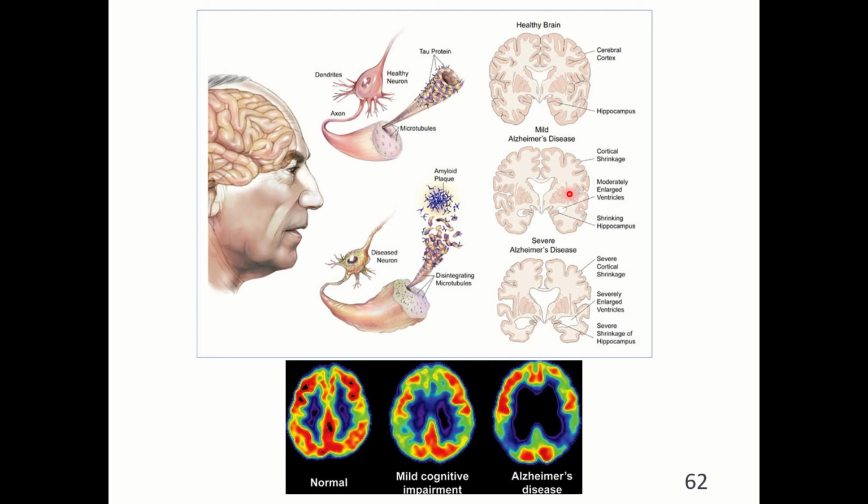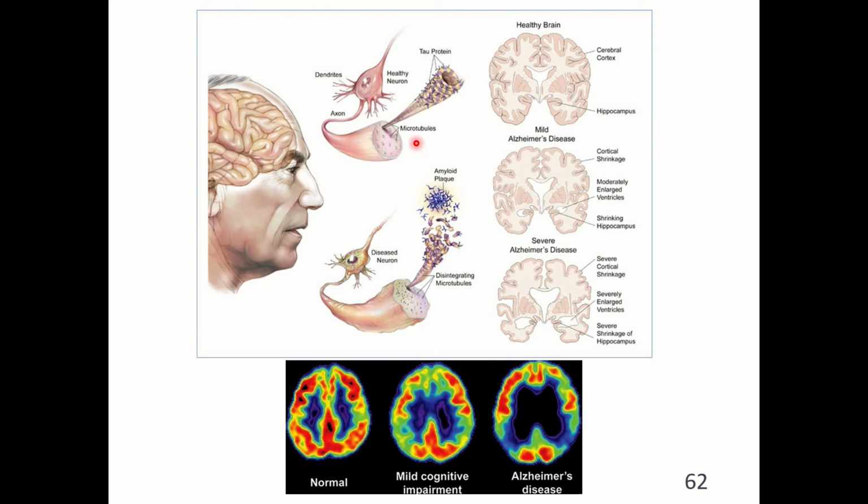In mild Alzheimer's disease, we see cortical shrinking, moderately enlarged ventricles, and a shrinking hippocampus. And that is illustrated here in the PET scan as well. In severe Alzheimer's disease, there is severe cortical shrinkage, severely enlarged ventricles, and severe shrinking of the hippocampus, as is illustrated here in the PET scan.